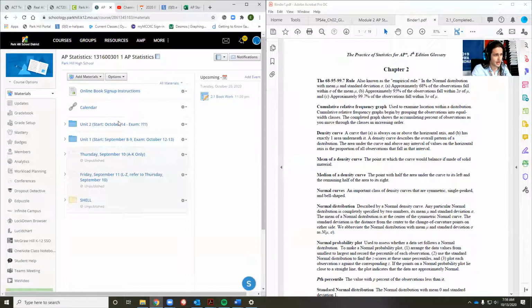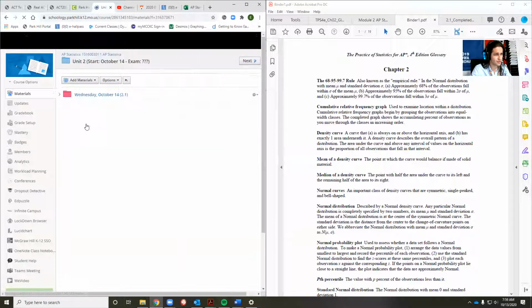So, what are we doing? We're getting started into Unit 2. What are we doing here? Unit 2 is about describing location within a distribution. Where is a data point in a distribution? Unit 5, we're going to start talking about probability.